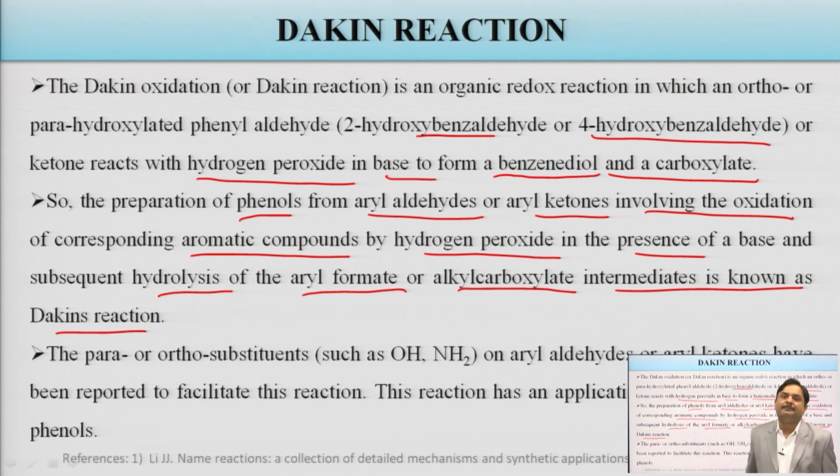So, again, one more important point: as an intermediate, when we go for the oxidation of aryl aldehyde or aryl ketones, the intermediate formed in between the reaction is aryl formate or alkyl carboxylate, which subsequently on hydrolysis will provide the benzene diol. So, the ester group which was produced in between the reaction is ultimately hydrolyzed into the alcohol at the end of the reaction.